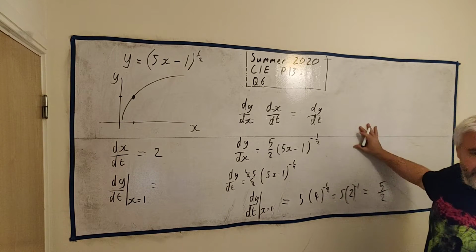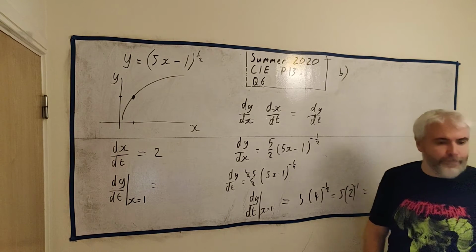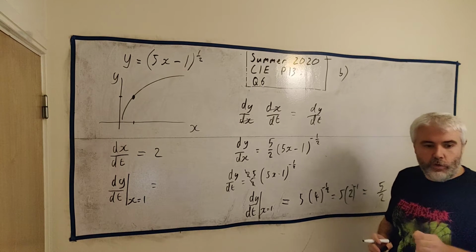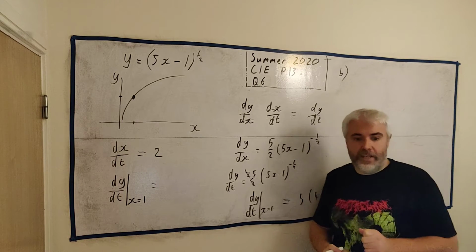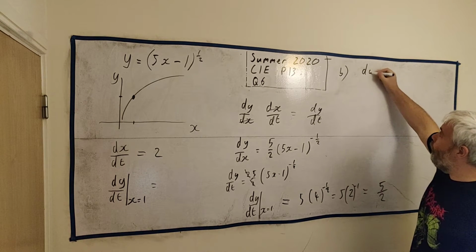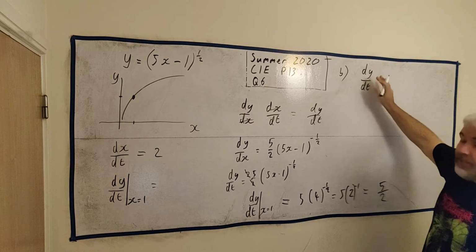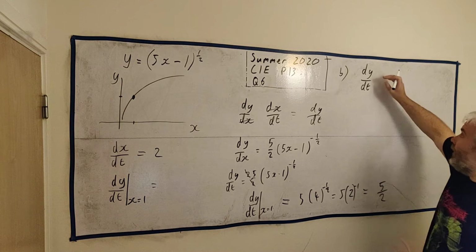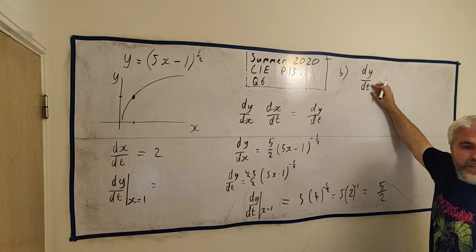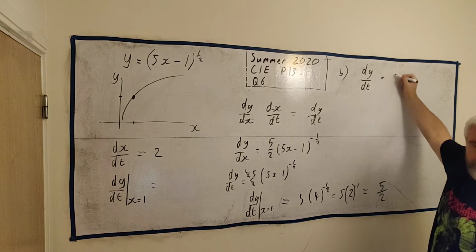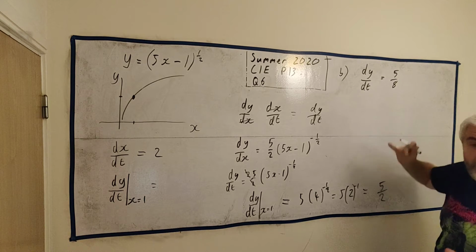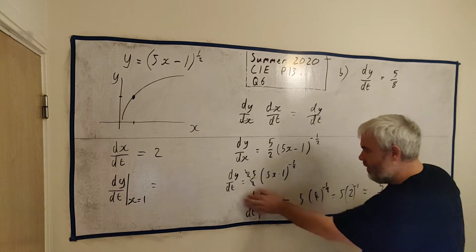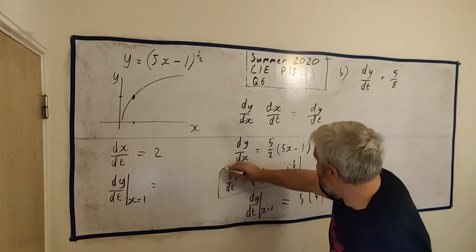Part B, I think I have enough room to do it here. Part B asks us to find the value of x when the y coordinate is increasing at 5 over 8. So they're saying when the y coordinate is increasing, that's with respect to time, because they give us units per minute. So this is equal to 5 over 8. What is x? Well, dy/dt, I know what dy/dt is. Here it is written right here.